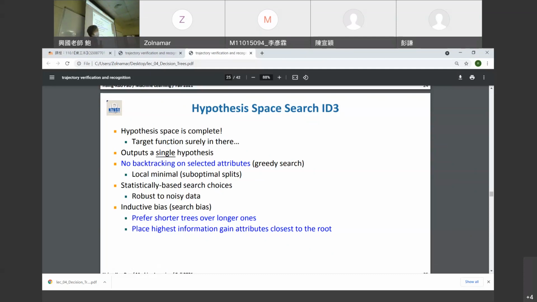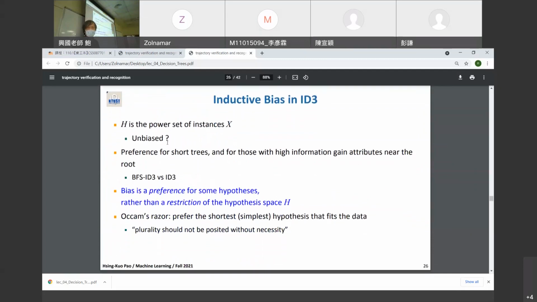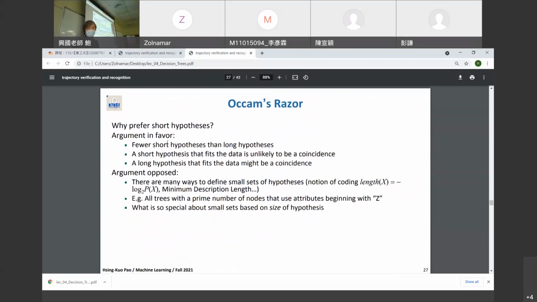And also, just because we use information gain, whatever is chosen by the information gain will be the one that we prefer. And we talk about Occam's razor, right? Occam's razor is that whenever we don't have enough confidence or evidence, we prefer the short hypothesis, short meaning smaller, in this case a smaller tree. So why is the smaller tree better to use?